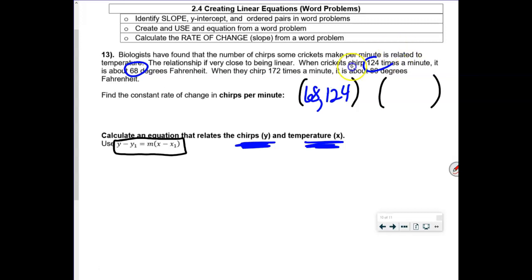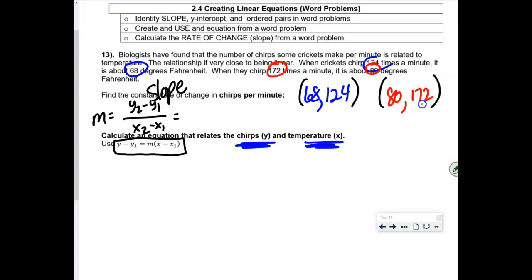And then the other ordered pair is, what does that say, 80? So 80 degrees for 172 chirps. And they want you to find the constant rate of change. What does it mean when they say find the constant rate of change? That's slope. Okay, I technically did not give you slope formula. We'll talk about that in a minute. Who remembers slope formula? Good. y2 minus y1 over x2 minus x1.